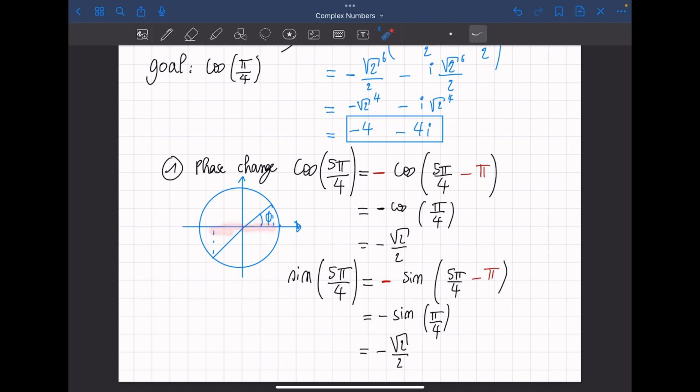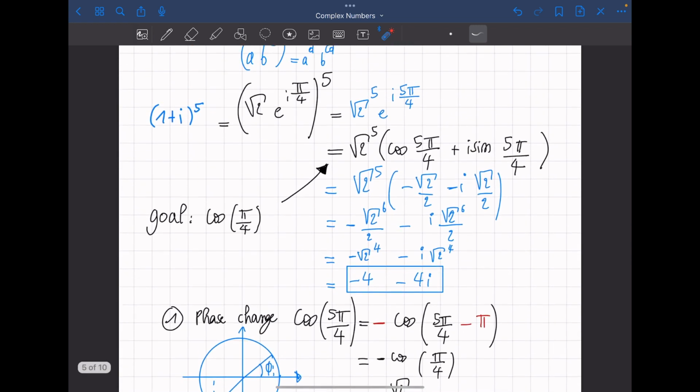And this also works for sinus. Sinus of this angle is minus sinus of the angle minus pi. And I get pi divided by 4 by doing this. So it's minus square root of 2 divided by 2. Same thing for 5 pi divided by 4. And I get also minus square root of 2 divided by 2. So I can put this result here.